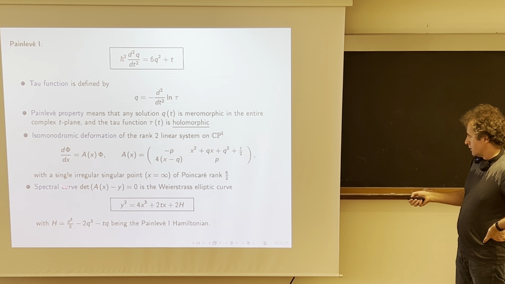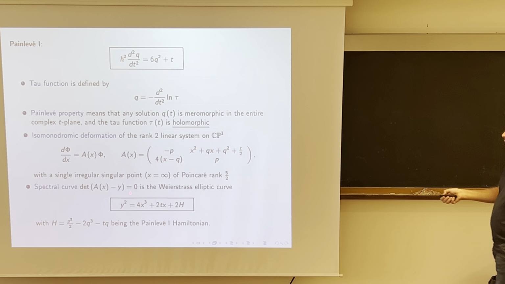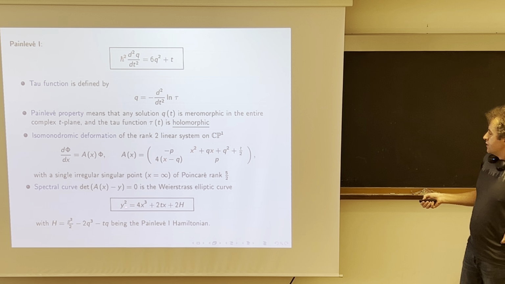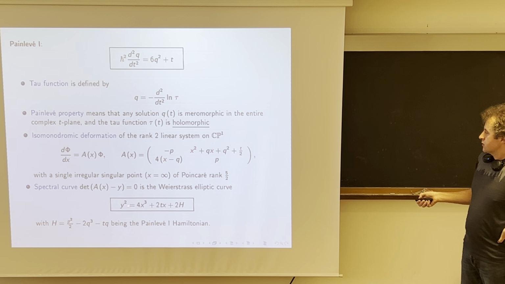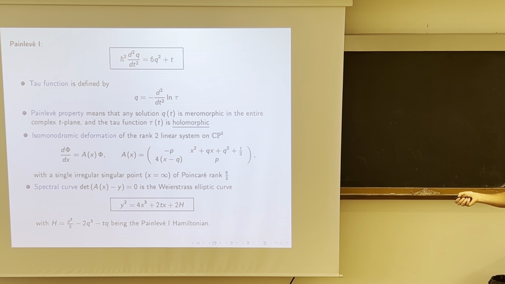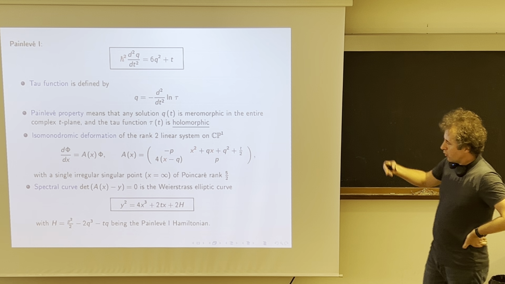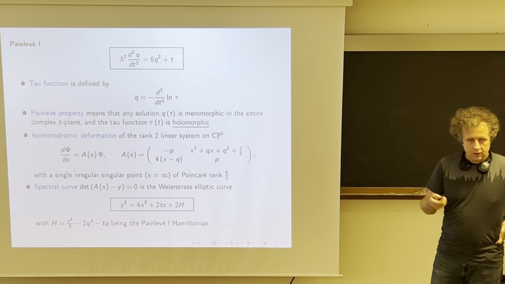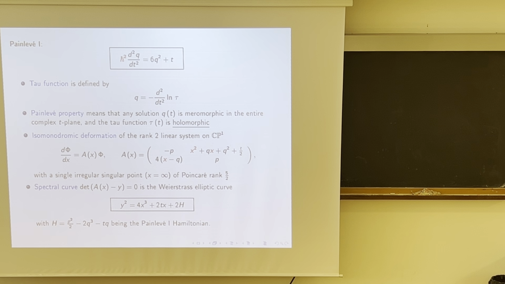Okay. Now, we have this spectral curve, which in this case happens to be just the Weierstrass elliptic curve. So this is the input that you need to run both the topological recursion and the holomorphic anomaly.